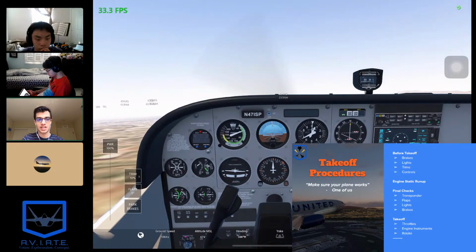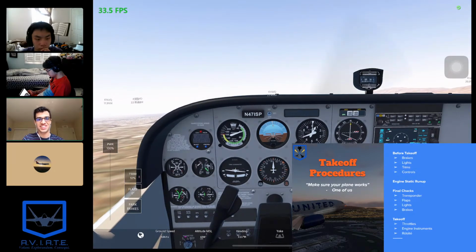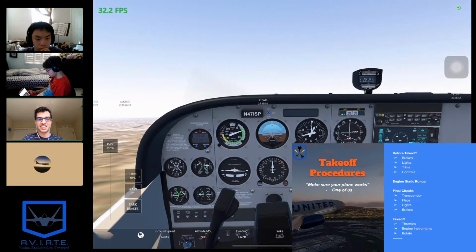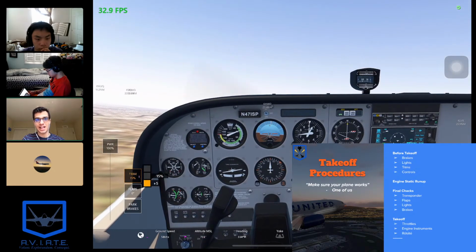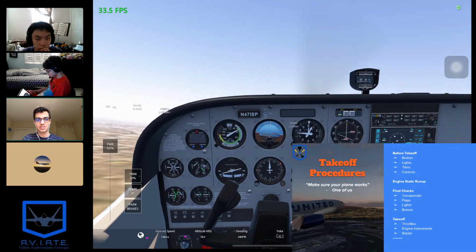So that's pretty much it. That's the basic takeoff procedure. It's not that difficult. I'm going to now hand it off to Stephen to discuss cruise.